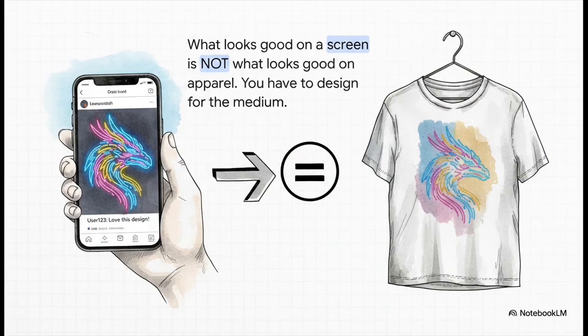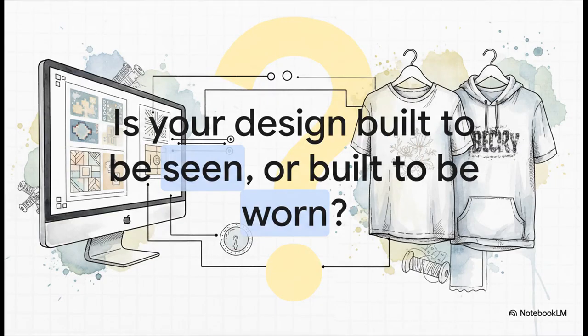If you only take away one thing from our little chat today, please let it be this: what looks good on the screen is not what looks good on apparel. They are two completely different things designed for two completely different worlds. An awesome social media graphic does not automatically make an awesome t-shirt. So I'll leave you with this question. The next time you're starting a project, ask yourself, is this design built to be seen on a screen, or is it built to be worn? Starting with that question in mind is going to save you so much time, money, and frustration down the road.